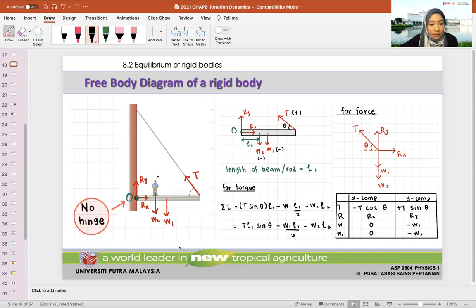We have a beam and this guy is here. He is brave enough to stand on this beam because he knows that this rope is also supporting this beam. So we have this weight of the guy. We call this weight number two. And the weight of this beam is weight number one.